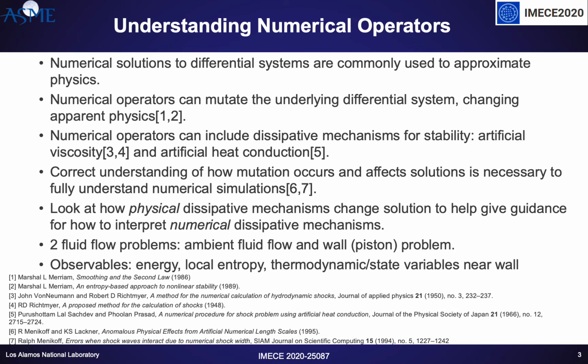We seek to compare how physical and numerical dissipative mechanisms change solutions to partial differential equations. These two different types of solutions are compared in the context of an ambient fluid flow problem and a wall problem. We observe the kinetic energy and specific entropy density in the ambient fluid problem and other thermodynamic state variables near the wall in the wall problem.